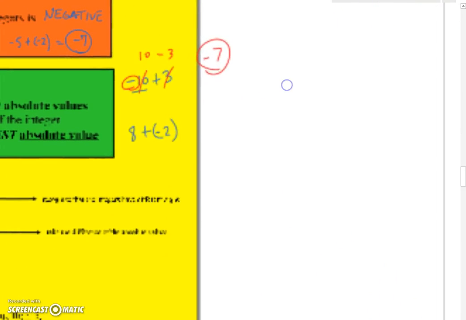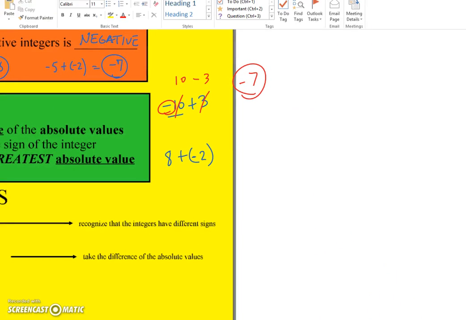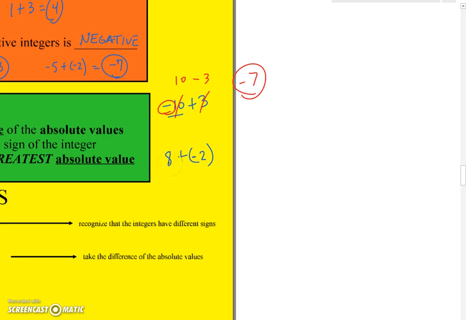Let's take a look at the second example. 8 plus negative 2. Make both of these numbers positive. Well, 8 stays at 8. Negative 2 becomes positive 2. Make both numbers positive and then subtract them. 8 minus 2 gives you 6. Then take the sign of the integer with the greater absolute value. Well, 8 is greater absolute value than negative 2, so our answer remains positive 6. 8 plus negative 2 is positive 6.